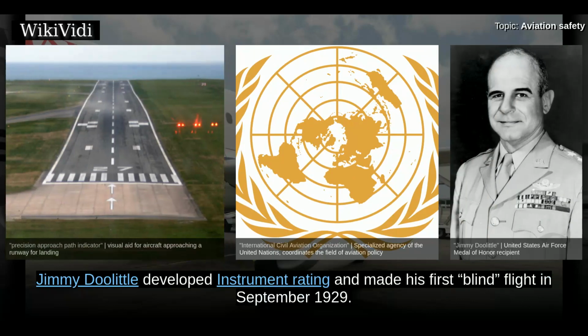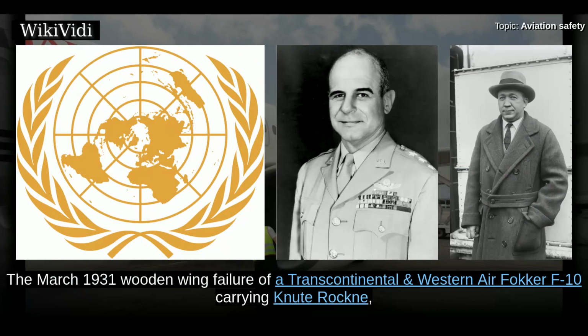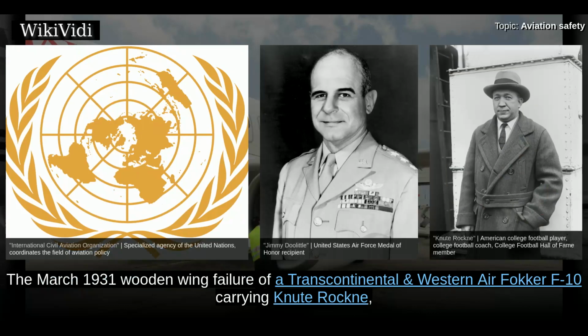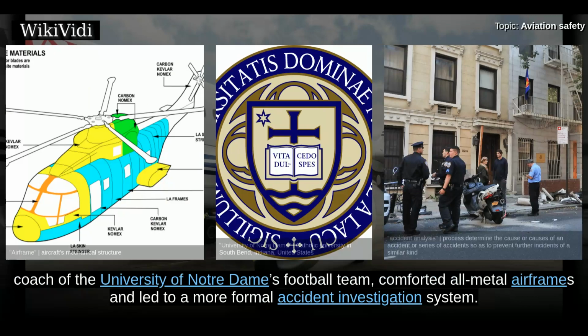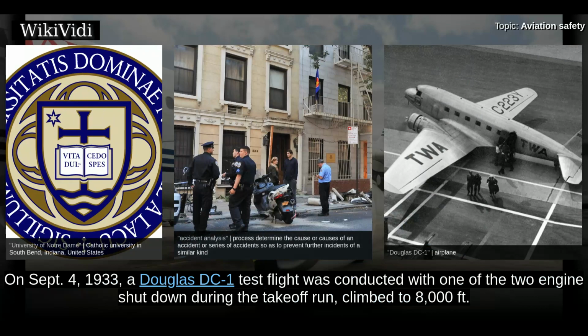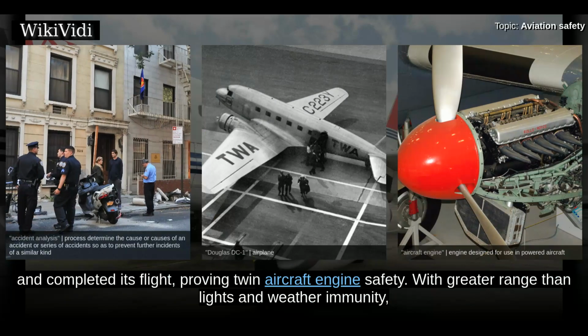Jimmy Doolittle developed instrument rating and made his first blind flight in September 1929. The March 1931 wooden wing failure of a Transcontinental and Western Air Fokker F-10 carrying Knute Rockne, coach of the University of Notre Dame's football team, convinced the industry to adopt all-metal airframes and led to a more formal accident investigation system. On September 4, 1933, a Douglas DC-1 test flight was conducted with one of the two engines shut down during the takeoff run, climbed to 8,000 feet, and completed its flight, proving twin aircraft engine safety.